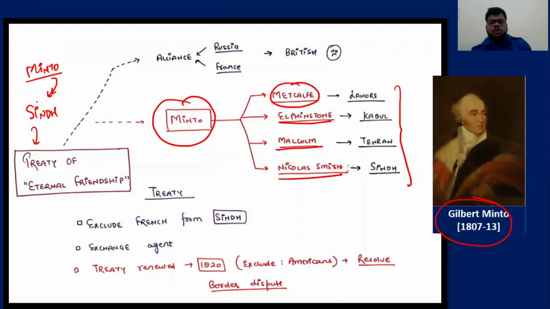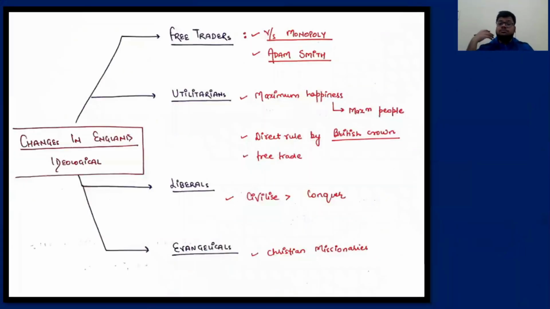After the time of Minto comes Lord Hastings. Before Lord Hastings comes to India, there are some changes happening in England. There are some philosophical or ideological trends happening in England that we need to understand. Imagine what the time in England was.